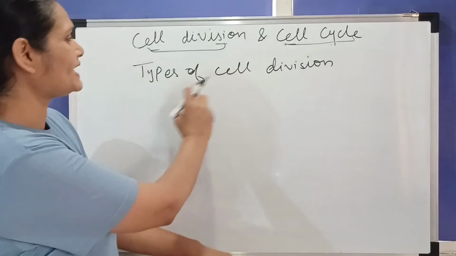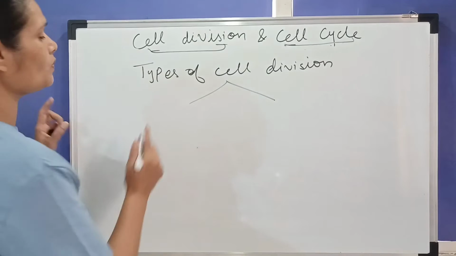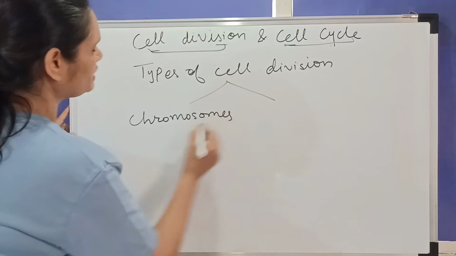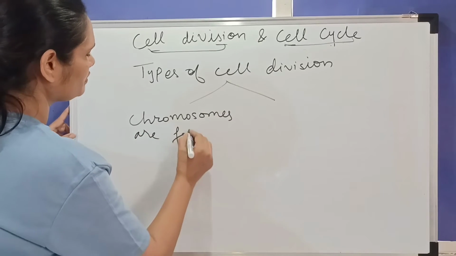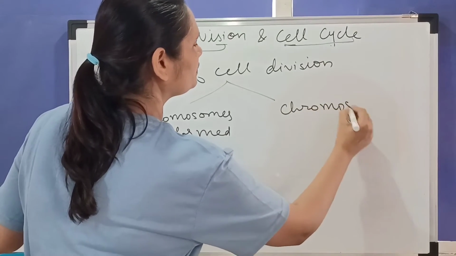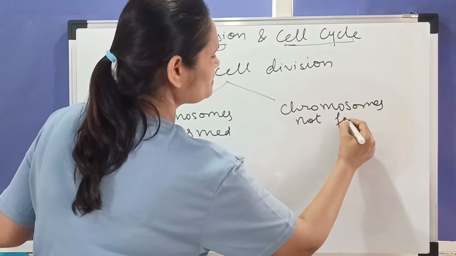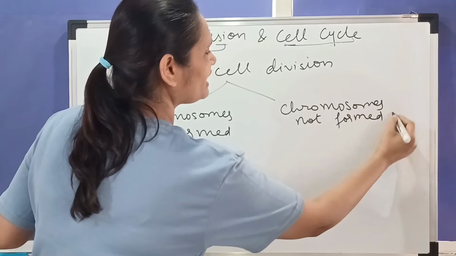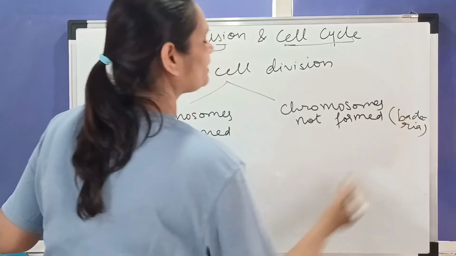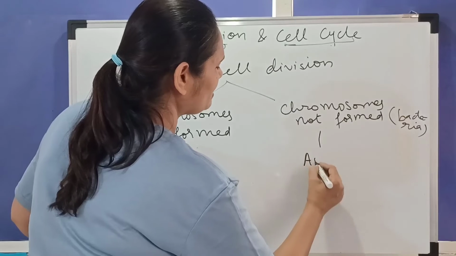Okay. So now the types of cell division. Cell division can be broadly divided into 2. One is wherein the chromosomes are formed, and second, wherein chromosomes are not formed. So this can be a bacterial cell. Chromosomes are not formed here. An example can be bacteria. This kind of division wherein the chromosomes are not formed is called amitosis.